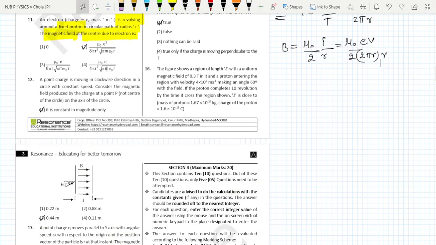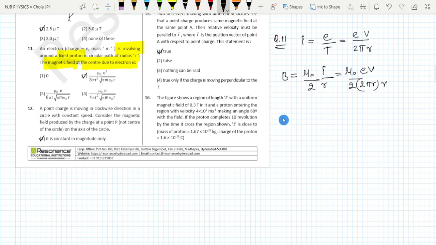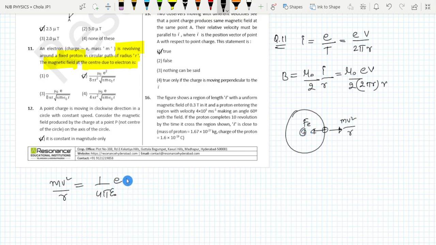Now this is the magnetic field, and here we have to find out the speed with which the electron is revolving. In order to find that speed, we will equate the centripetal force, that is, when the electron is revolving there is a force towards the center which is the electric force, which must be balanced by the centrifugal force mv square by r. So mv square by r is equal to the electrostatic force of attraction, which is 1 upon 4 pi epsilon naught q1 q2 divided by r square. Q1 q2 means there is a fixed proton over here, positive charge.